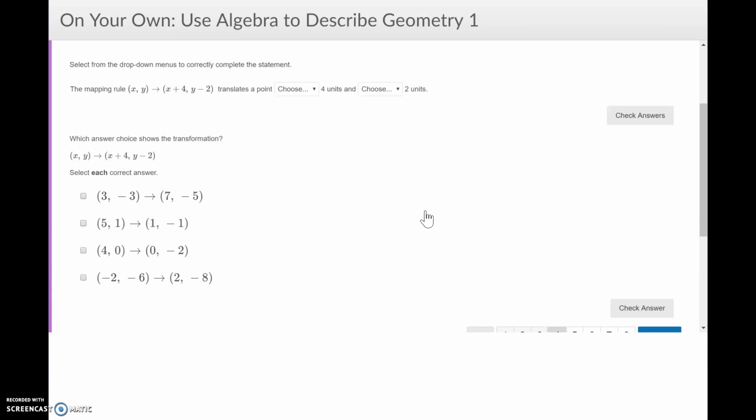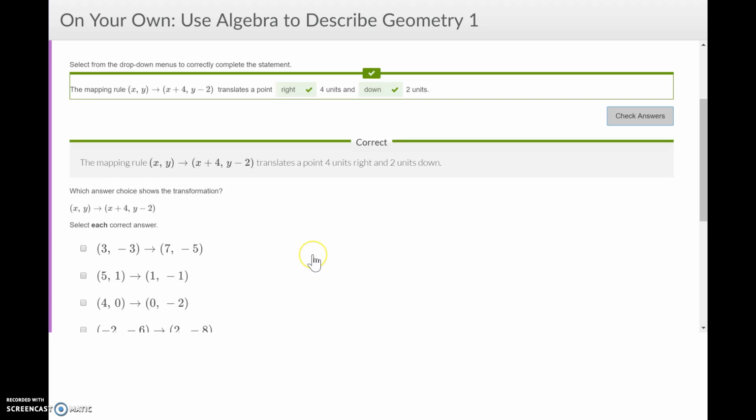All right, now this one, something is happening to x and y. This is a translation. They're sliding. So x has a positive 4. Remember, that's the horizontal direction. So it is sliding 4 units to the right. And then the y is the vertical direction. And minus 2 means it goes 2 units down. Let's check out, there we go.